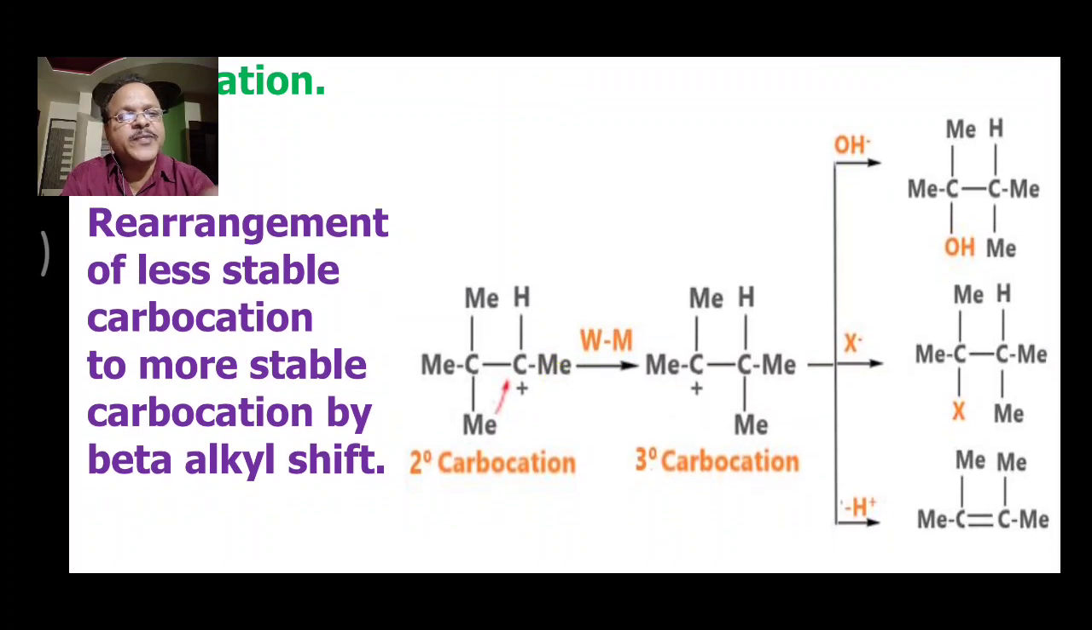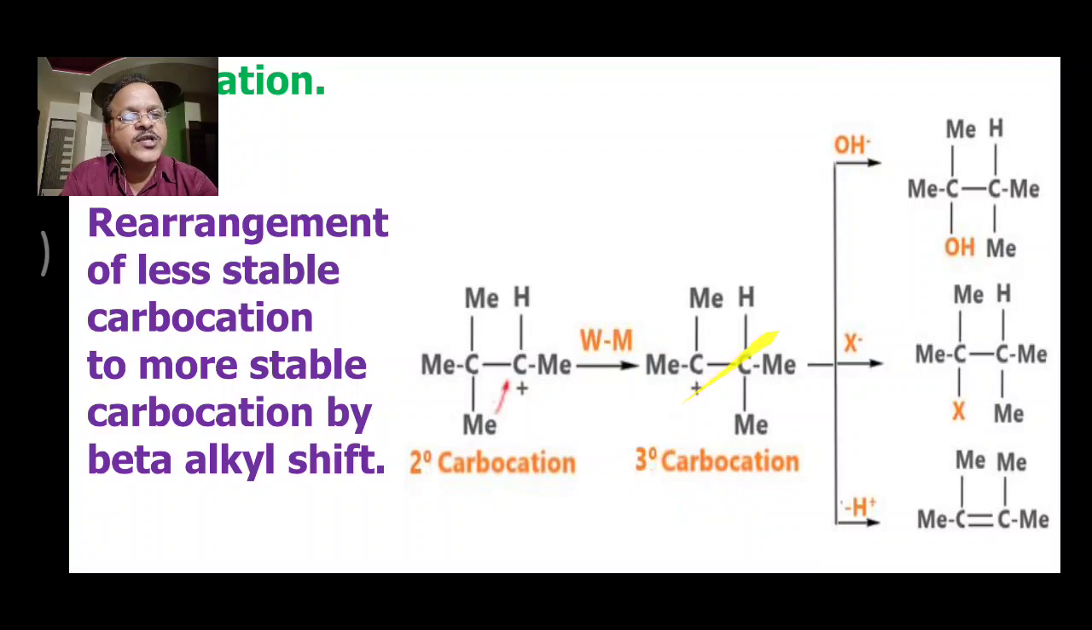So this is called a beta alkyl shift, and there is a change in the carbon skeleton. This is the Wagner-Meerwein rearrangement. Remember, there is shifting of a beta alkyl group. In this case the methyl group gets shifted towards this positively charged carbon, and we get the more stable tertiary carbocation. This tertiary carbocation is obtained.